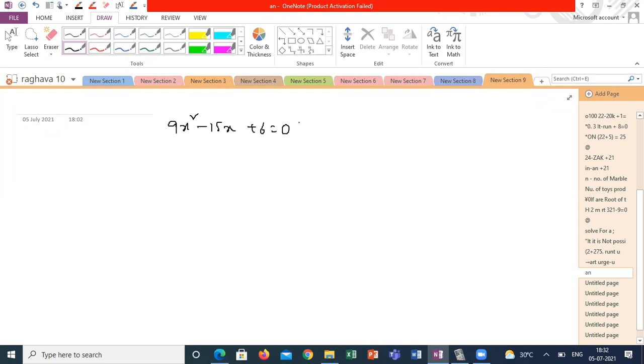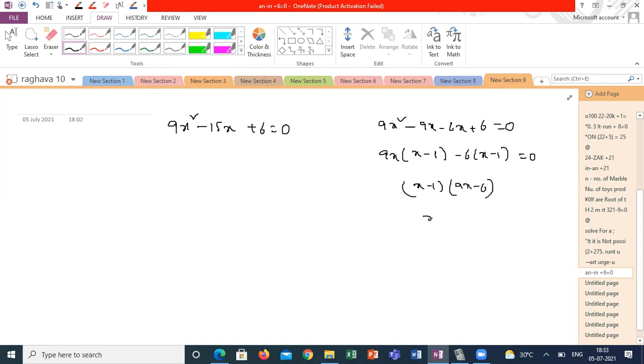See, this you can do even by splitting the middle term, correct? This I can write as 9x square minus 9x minus 6x plus 6. So if I am taking 9x common, x minus 1, minus 6 common, x minus 1 is equal to 0. So x minus 1 into 9x minus 6. So x is equal to 1, comma, x is equal to 6 by 9, that is equal to 2 by 3. This is one method we did.